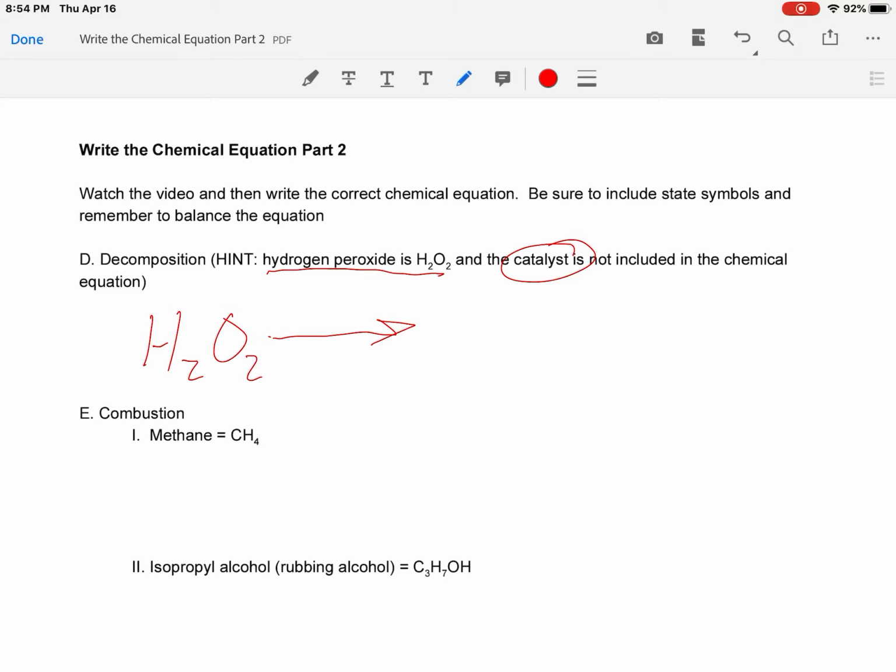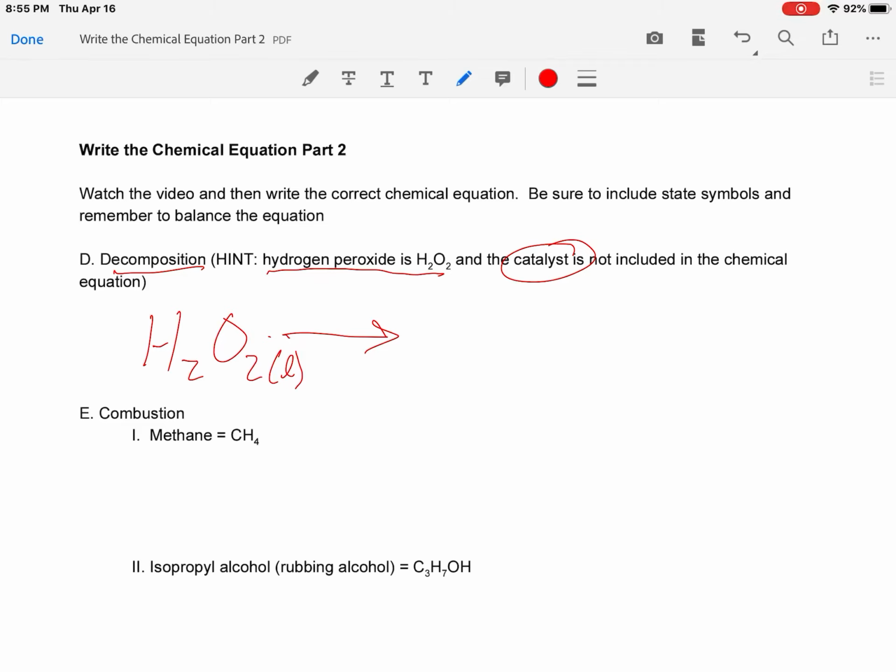Sometimes they'll write CAT over the top of the arrow to show that a catalyst was used to speed this along. But we're not going to worry about that, so I'm just going to take that off. All right, so again, decomposition means one reactant is breaking up into multiple products. First of all, we had liquid hydrogen peroxide, and that is breaking up into a couple of different substances.